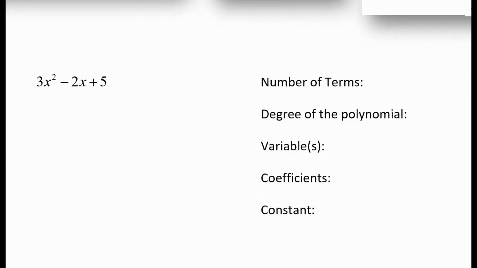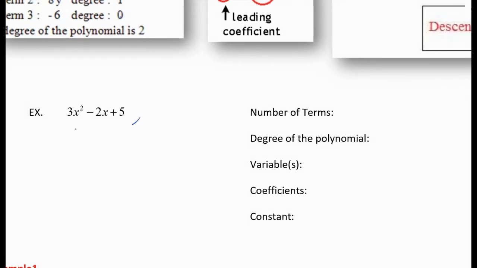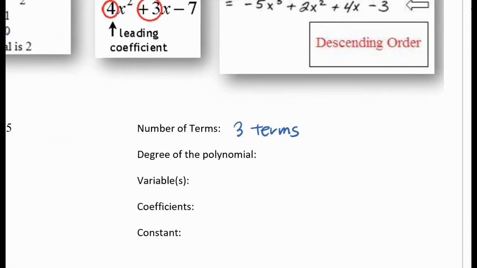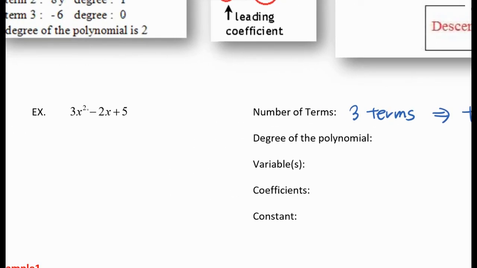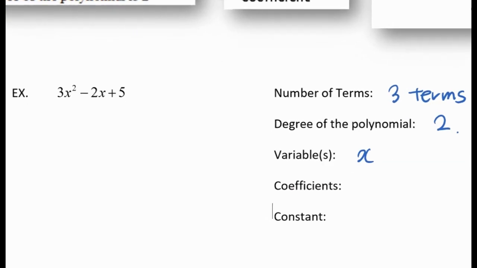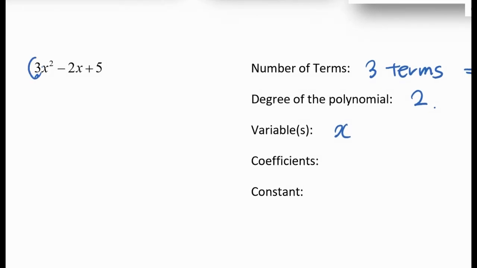All right. So look at the example questions. Here, we have an expression. How many terms do we have here? 3 terms. If it has 3 terms, it's called a trinomial. So degree of the polynomial. So degree 2, 1, and 0. So the highest degree is 2. Variable, what letter is this expression using? X. Coefficient. As I said, coefficient is a number attaching to a variable. So the leading coefficient is 3.